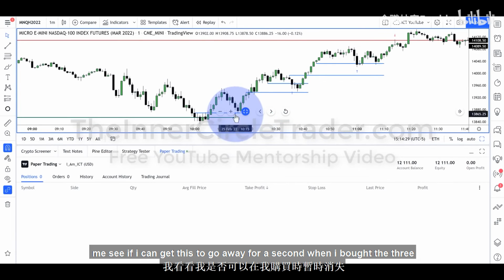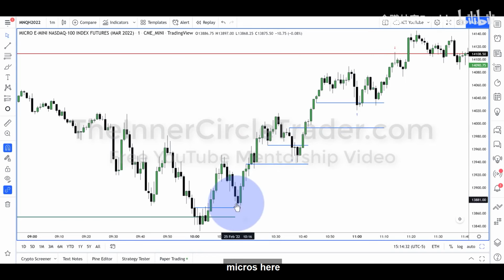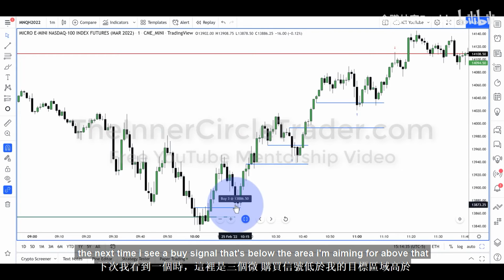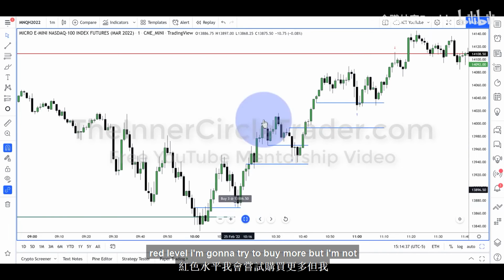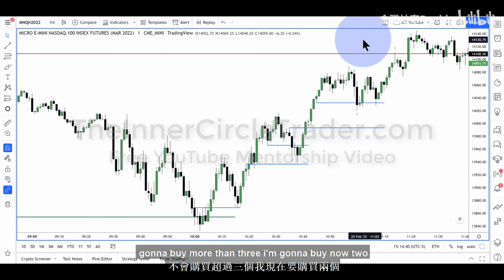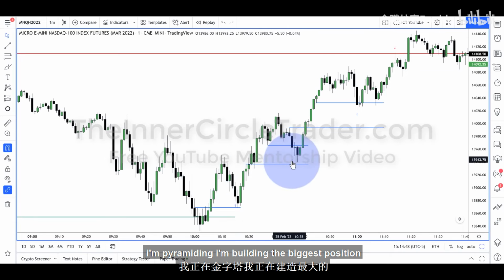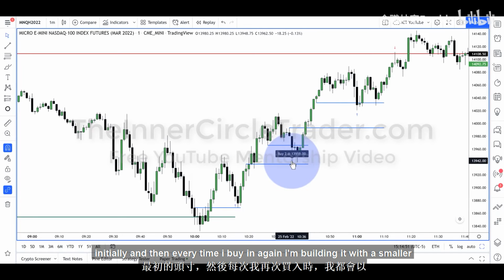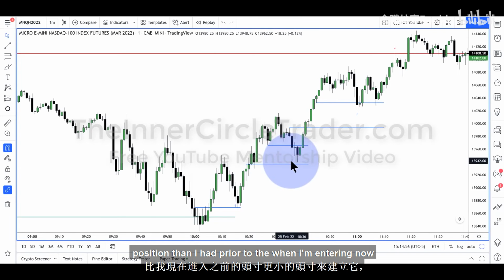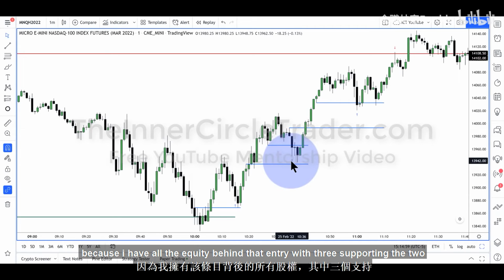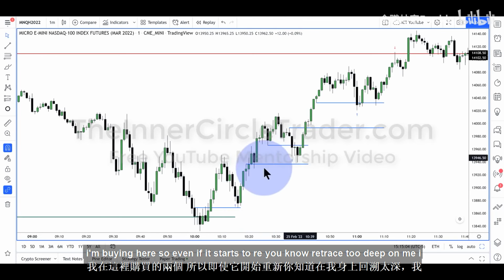The things that you see me do in these accounts, and they're being parlayed up really quick, every time I'm buying, like I bought right here. Let me see if I can get this to go away for a second. When I bought the 3 micros here, the next time I see a buy signal that's below the area I'm aiming for, above that red level, I'm going to try to buy more. But I'm not going to buy more than 3. I'm going to buy now 2. I'm pyramiding. I'm building the biggest position initially, and then every time I buy in, I'm building it with a smaller position than I had prior to the one I'm entering now, because I have all the equity behind that entry with 3 supporting the 2 I'm buying here.